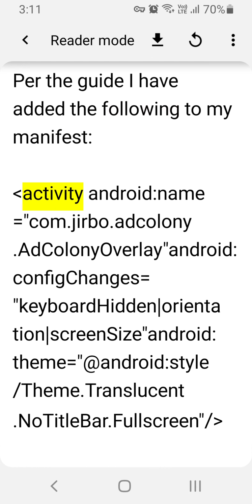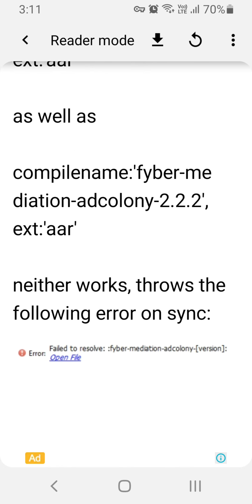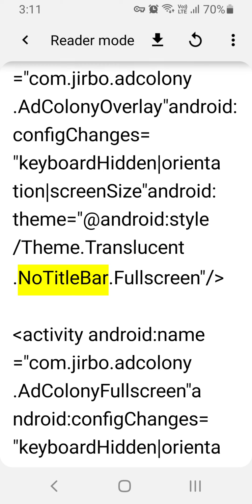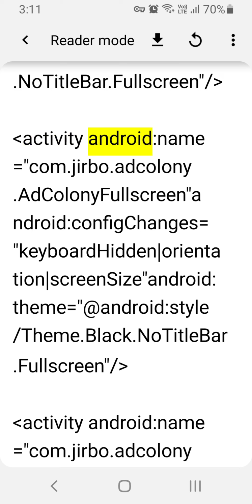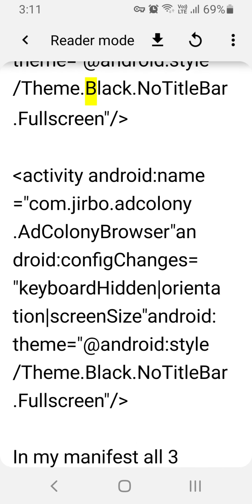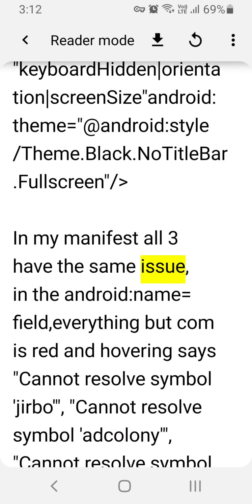Per the guide, I have added the following to my manifest: activity android:name equals com.gerbo.adpalini.adpalani overlay, android:configChanges equals keyboardHidden|orientation|screenSize, android:theme equals @android:style/Theme.Translucent.NoTitleBar.Fullscreen; activity android:name equals com.gerbo.adpalini.adpalani fullscreen, android:configChanges equals keyboardHidden|orientation|screenSize, android:theme equals @android:style/Theme.Black.NoTitleBar.Fullscreen; activity android:name equals com.gerbo.adpalini.adpalani browser, android:configChanges equals keyboardHidden|orientation|screenSize, android:theme equals @android:style/Theme.Black.NoTitleBar.Fullscreen. In my manifest all three have the same issue.